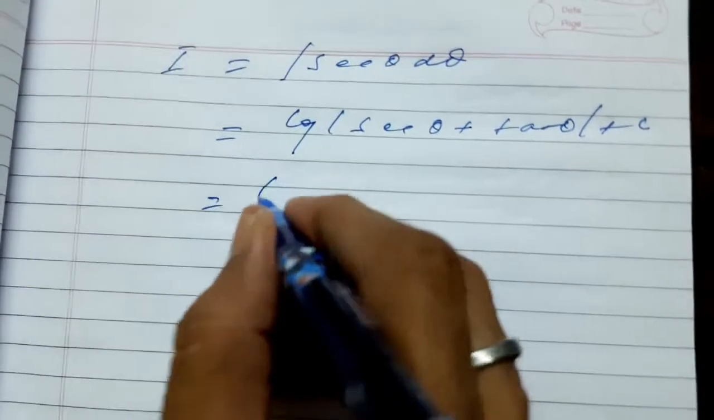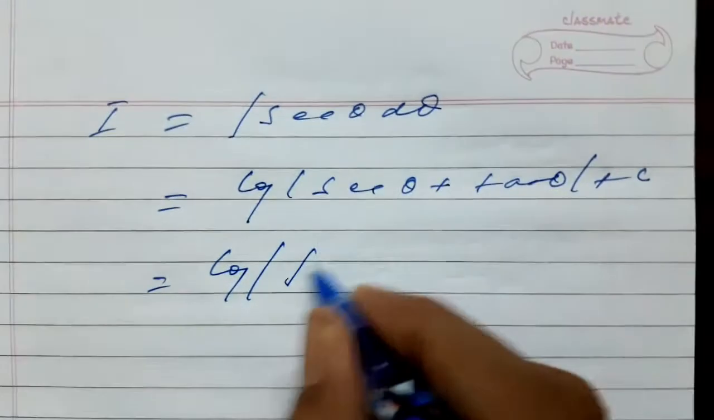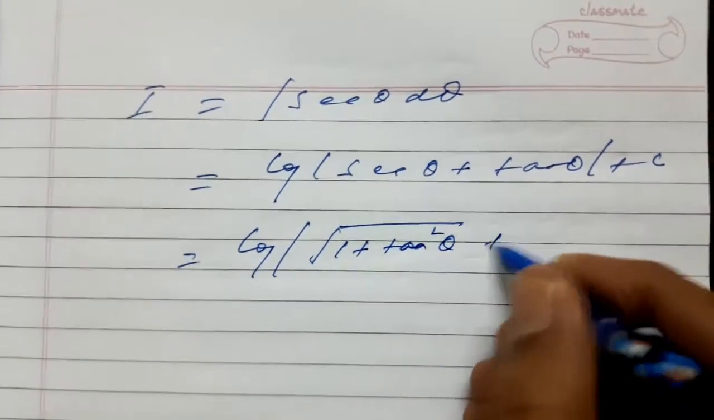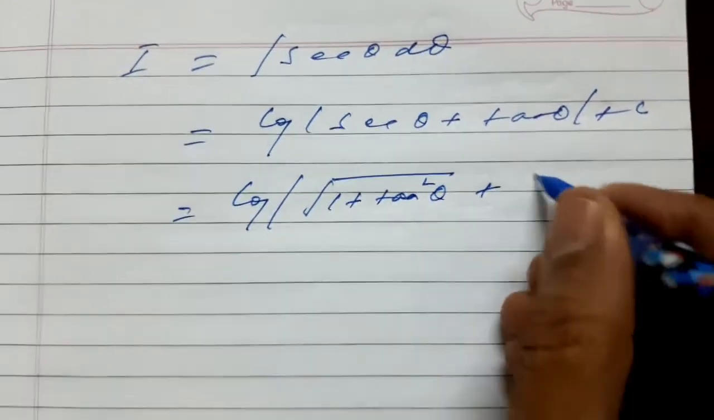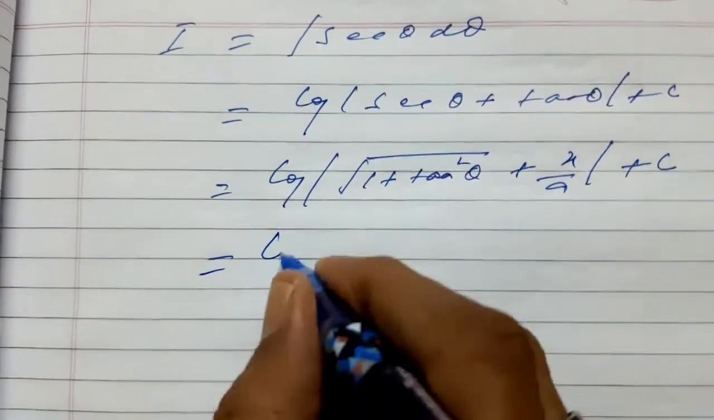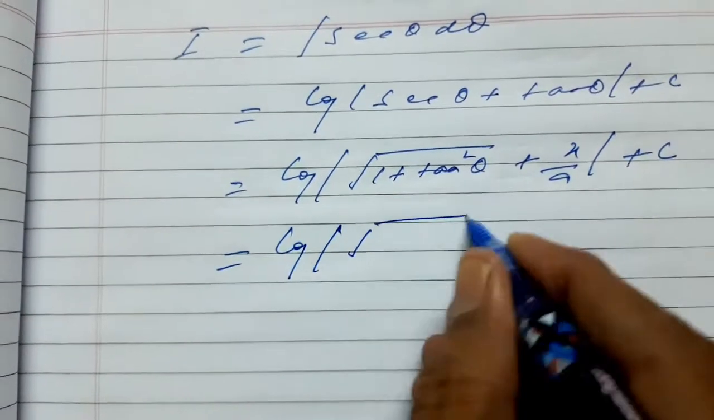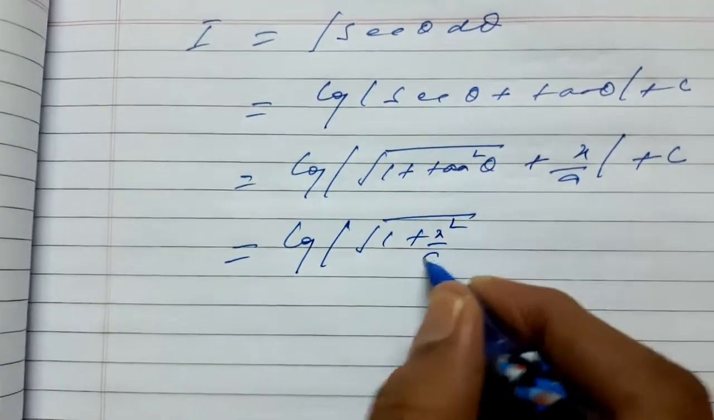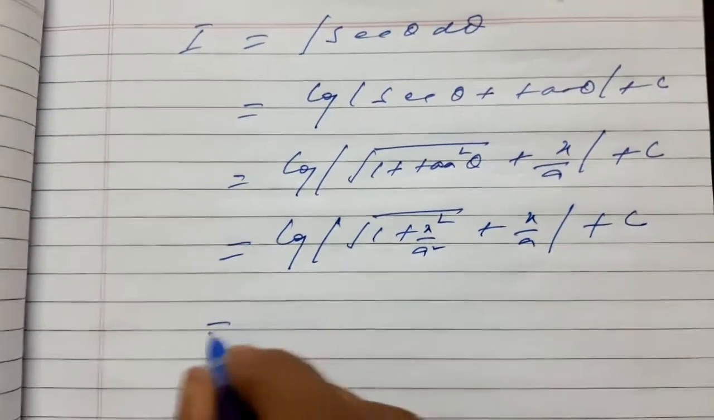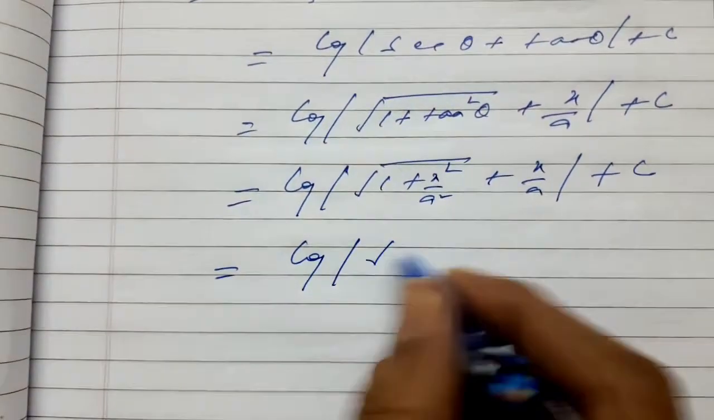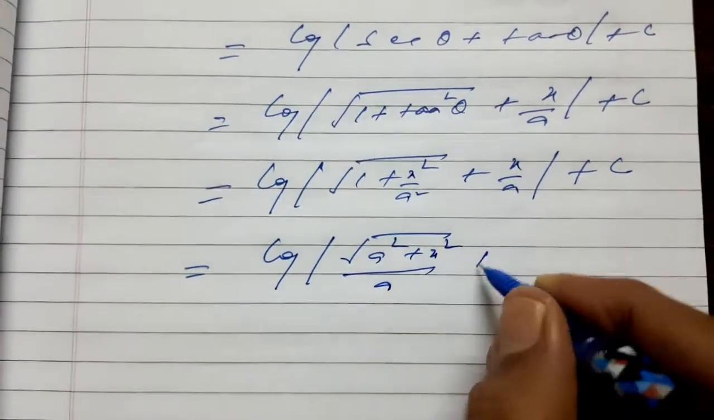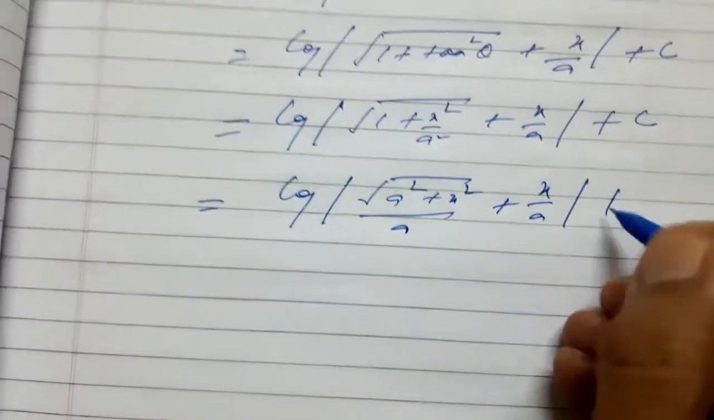Now how can we modify this one? Sec can be written as root of 1 plus tan square theta, and for tan theta we have the value x by a as our assumption. This is log of, then finally it will be root of 1 plus x square by a square plus x by a plus c. So by doing so, this is root under a square plus x square upon a, because a square is there. So this is x by a plus c.